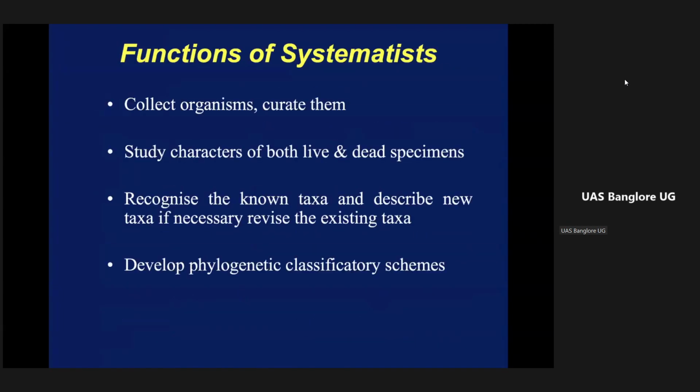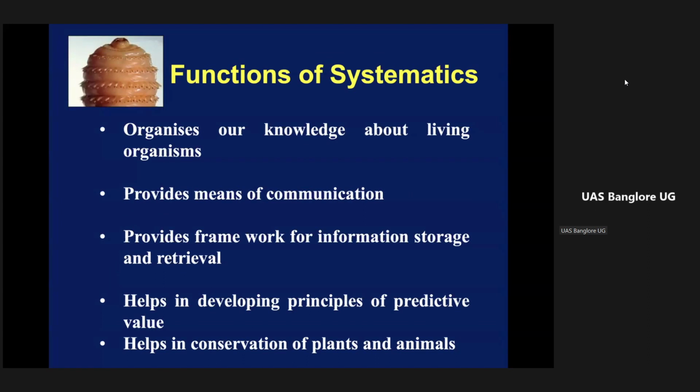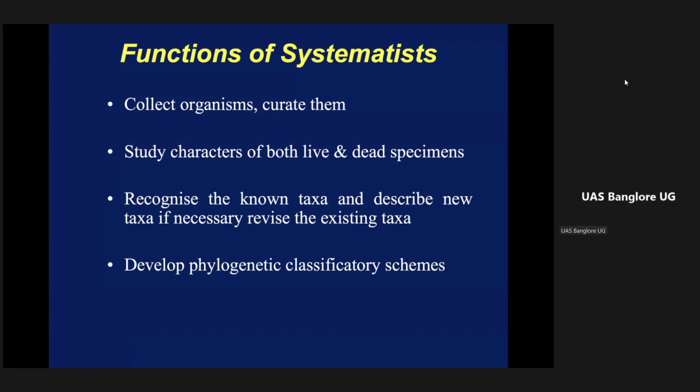Okay. So why do you want systematics? To know about living organisms, to provide means of communication. It is a means of storage of information. It is developing a lot of other things. So if you want to conserve, we should know the name. We should want to know their ecology, behavior for all these studies, or even toxicology. So any kind of entomology related thing, you need to know the name or the systematics.